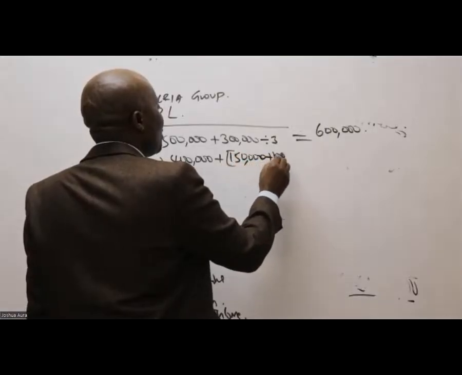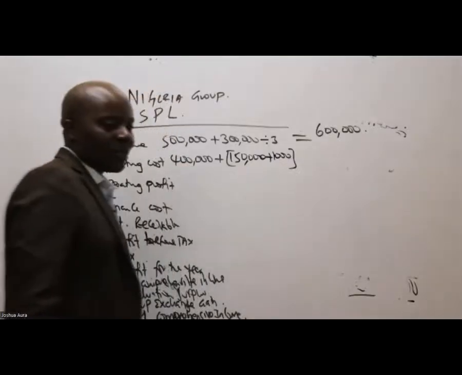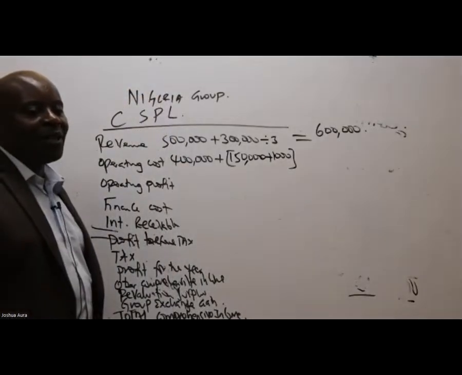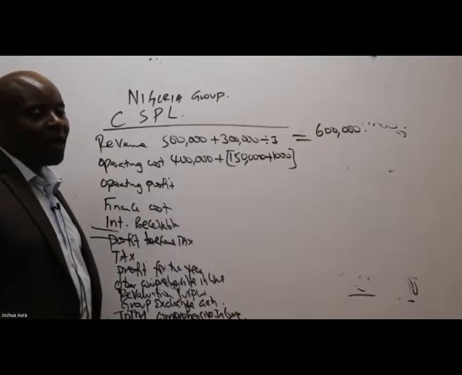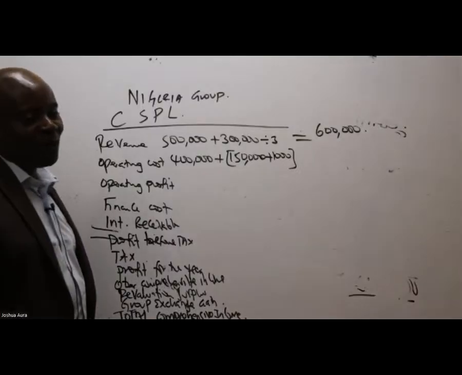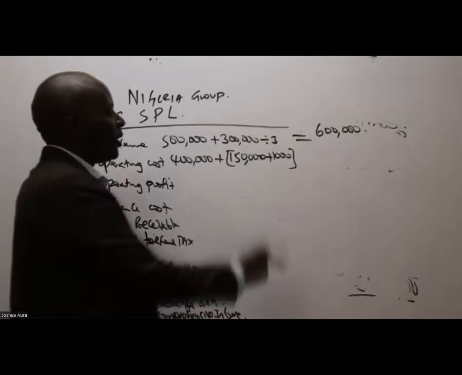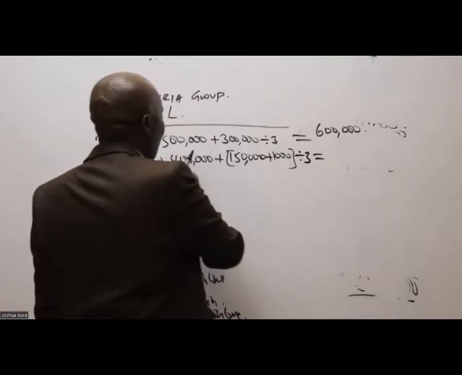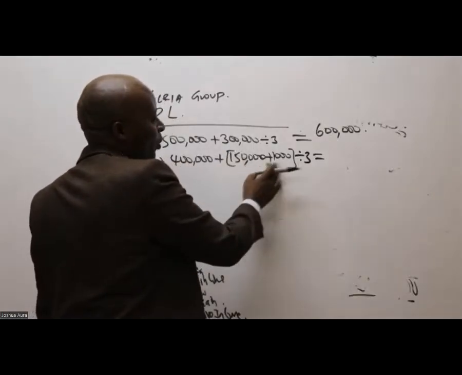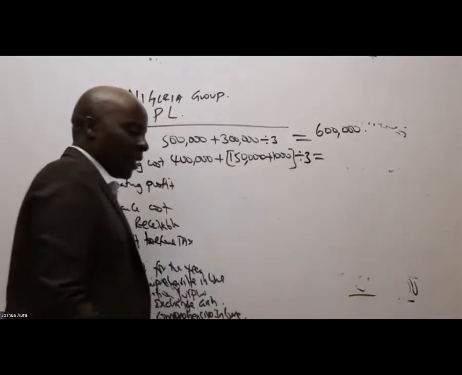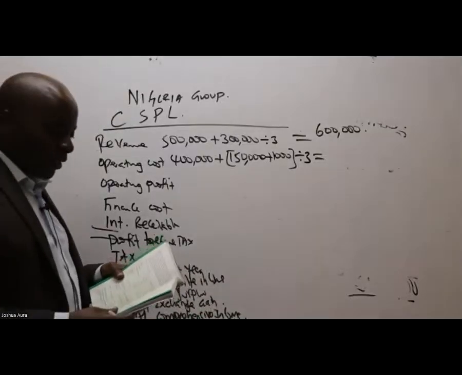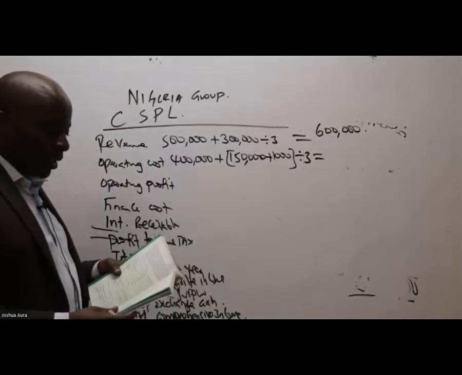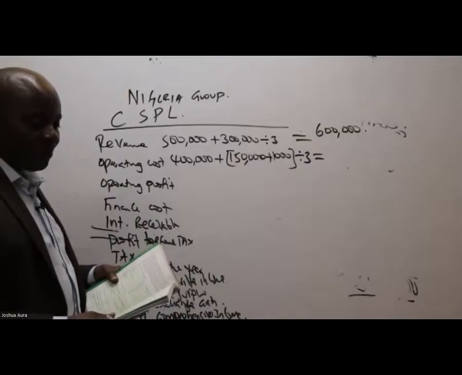But remember, there is another operational cost that so many people will forget. There was an additional depreciation which came because of the fair value adjustment. That automatically will go to the operations. So these two are in DNs. They have to be divided by 3. So please take 400,000 plus 151,000 divided by 3. Give me a figure to write there.